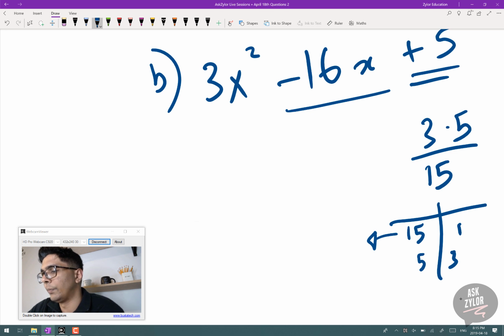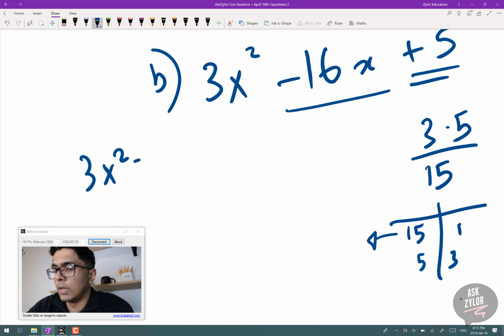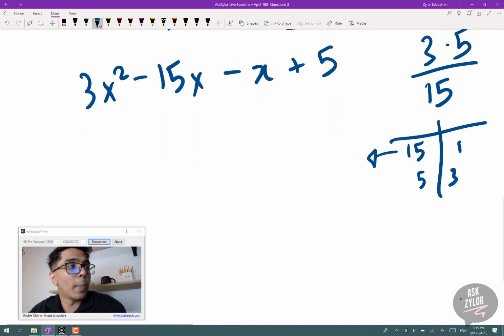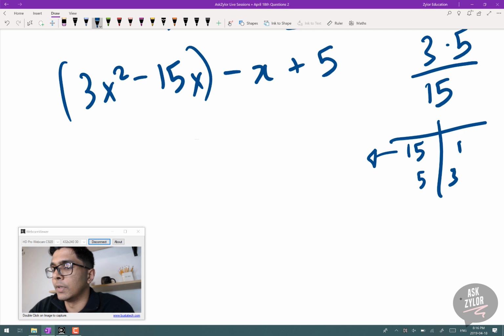15 and 1. So what I'm going to do is, again, perform decomposition by introducing negative 15x and negative x. So I'm going to rewrite this equation: 3x squared, negative 15x, negative x, plus 5. So I'm again going to perform grouping by grouping the first two terms and the last two terms, and factoring out a common term from each group.